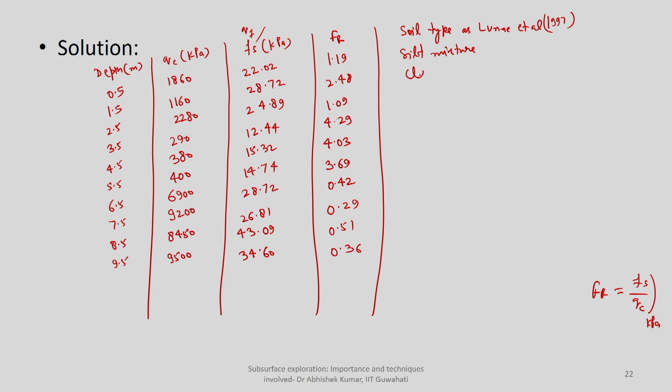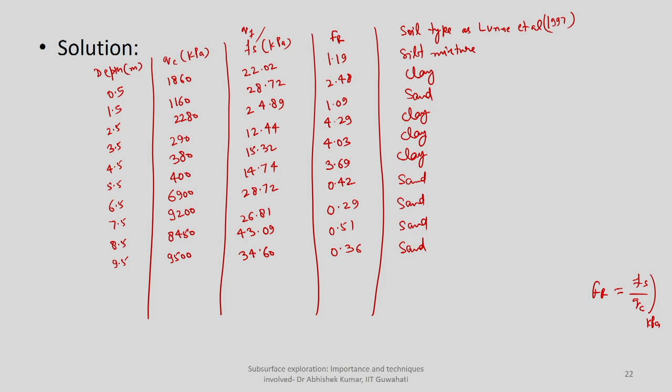So, it is like silt mixture, then you have clay, here you are having sand, then you are having clay, then you are having sand at another depth, and then sand. So you can see here, even without collecting any soil sample, just by measuring the cone tip resistance as well as sleeve friction, you determine the value of FR. Make sure both the resistances are in the same unit, you will be able to determine the values of FR, and based on this Robertson et al. paper, you can directly classify what kind of soil is there.